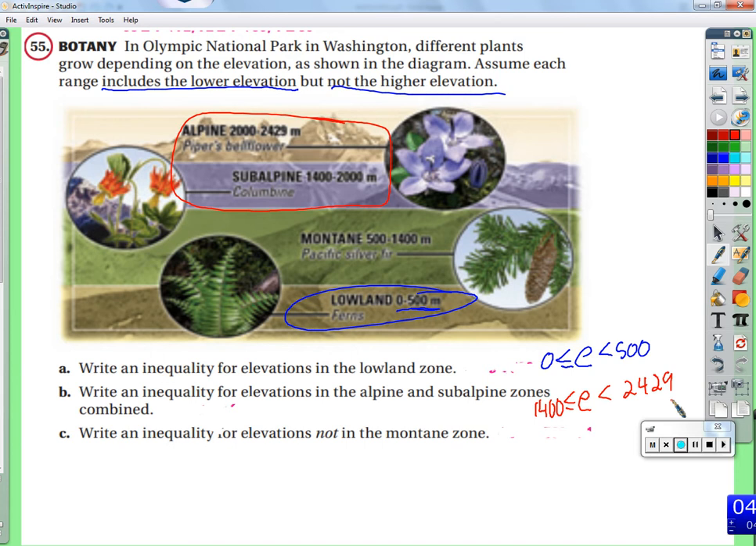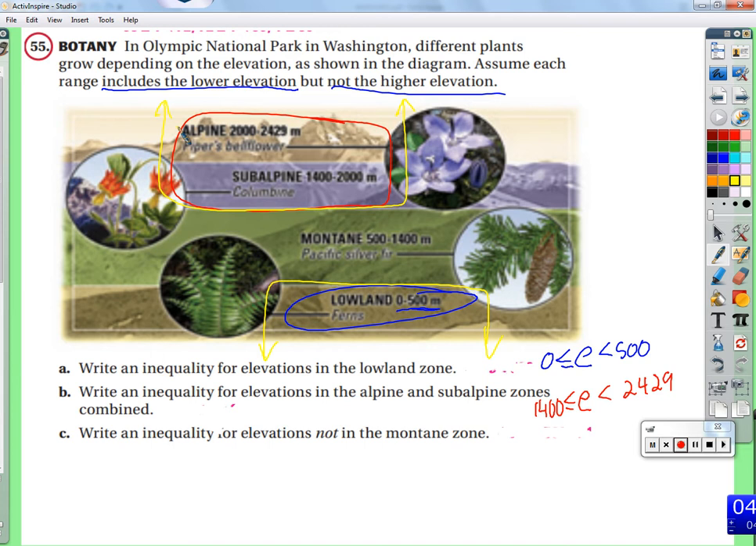And this is the right inequality for elevations not in the montane zone. Not in the montane zone. So that would be any of these elevations, or I guess I should grab another color. Yellow. So any of these, or any of these. And if you think about really including any of these, lower even than the lowlands and even higher than the alpine zone is still not in the montane zone, right? So we can include those.